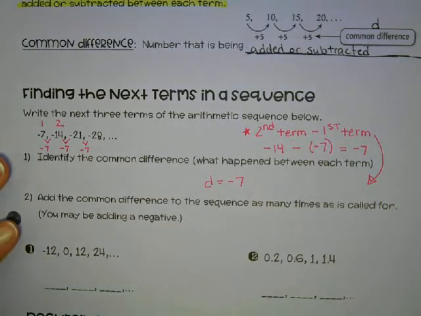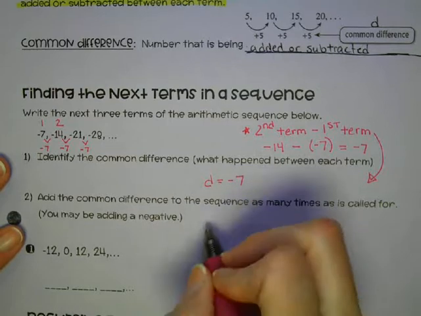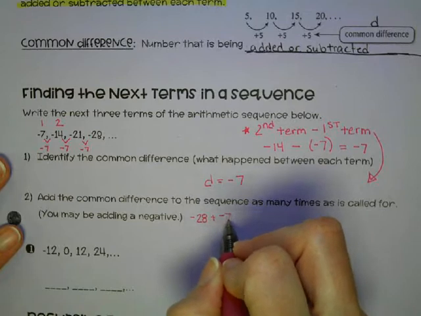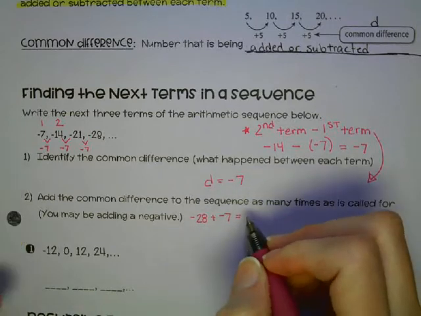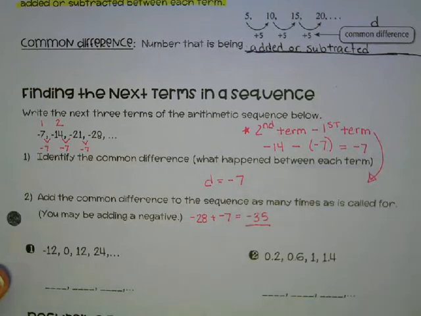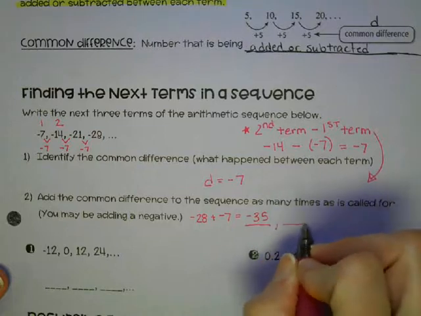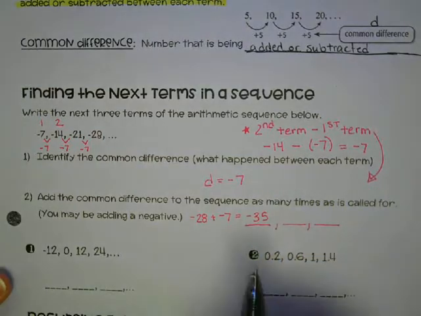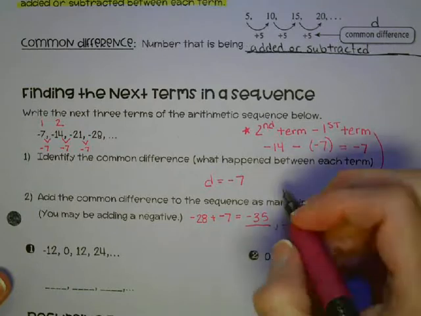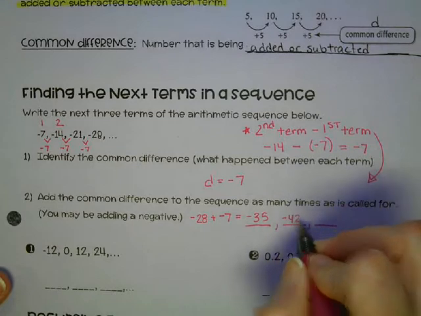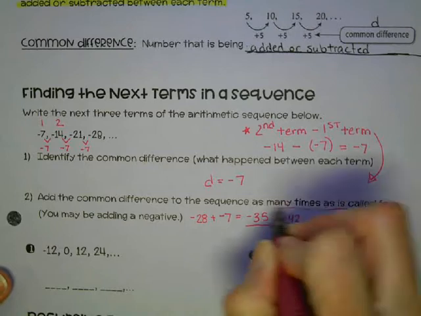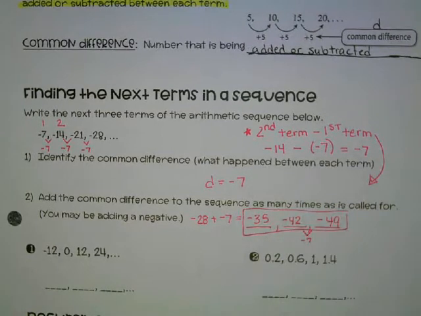This one said the next 3 terms. So if you start at negative 28 and you add negative 7, you would get negative 35. That's considered the next term in the sequence. Okay, and it wants us to find the next 3 terms, so I'm going to draw 3 blanks. Now you'll take negative 35 and minus 7, or add negative 7. That gives us negative 42. Again, subtract 7 more. That gives us negative 49. So the next 3 terms they were looking for are negative 35, negative 42, and negative 49.